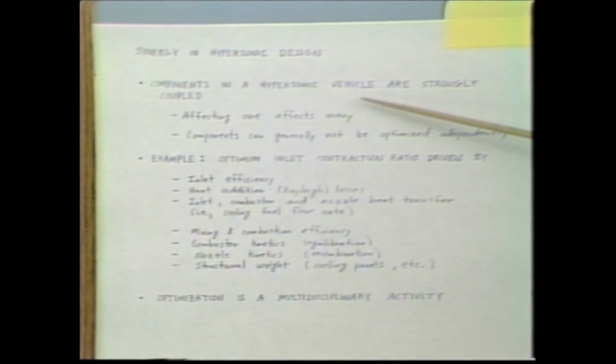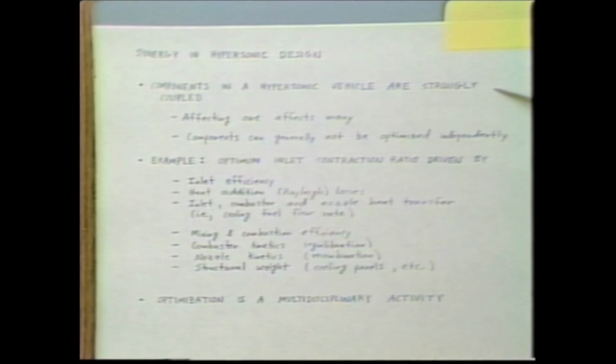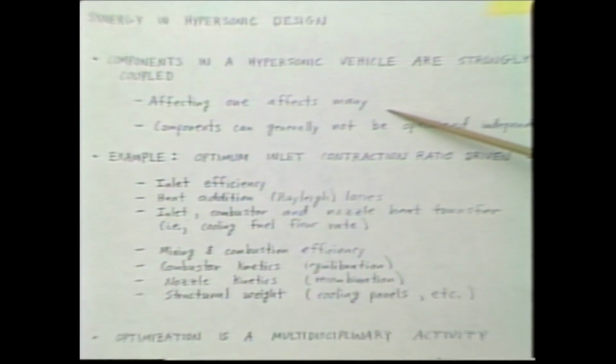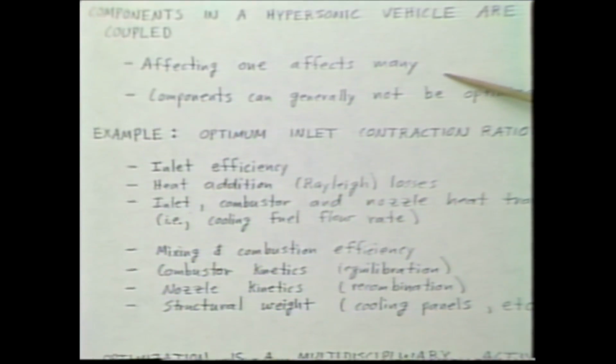Two last points. Synergy and hypersonic design, very important. Components in a hypersonic vehicle are strongly coupled. One affecting one affects them all, or many of them. Components can generally not be optimized independently. You can't go say, oh, I'm going to make the best inlet in the world, because you'll probably hurt something else, and same thing with everything.